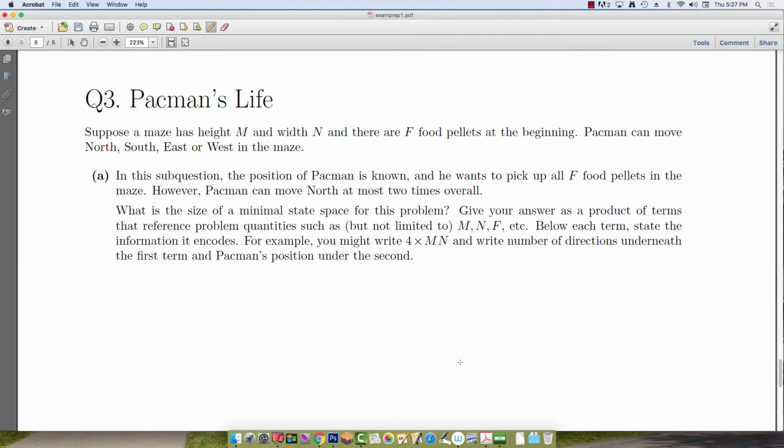Okay, now let's go ahead and move on to Pac-Man's life. So there's a maze of height m by n, and there's f food pellets. Pac-Man can move up, down, left, right, and he wants to pick up all the food pellets in the maze, but he can only move up twice. Let's find a minimal state space representation.